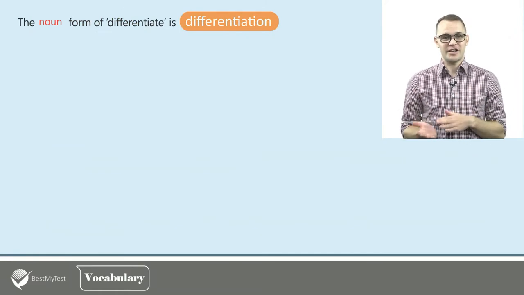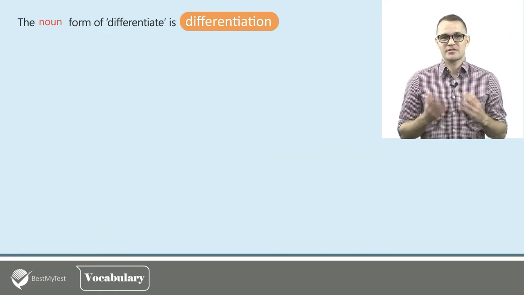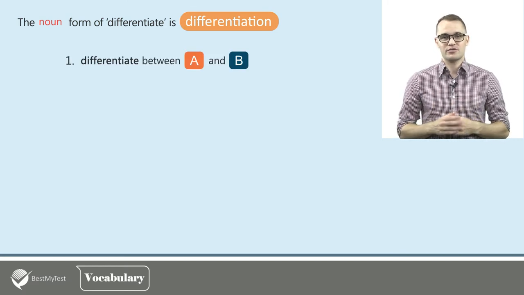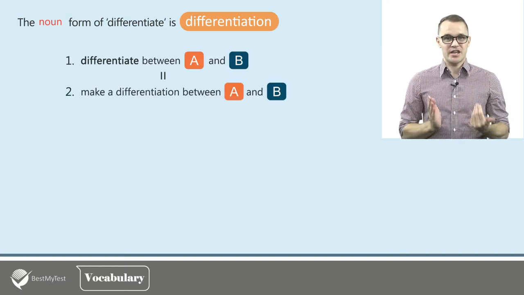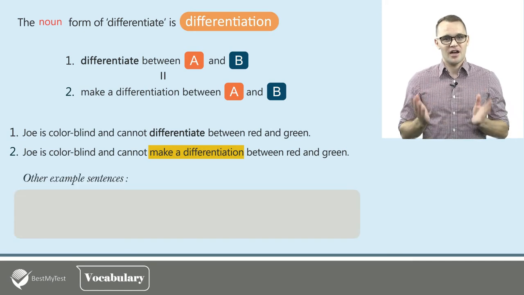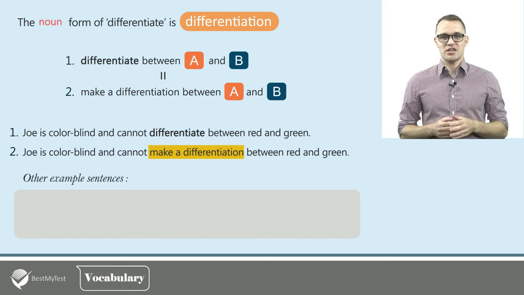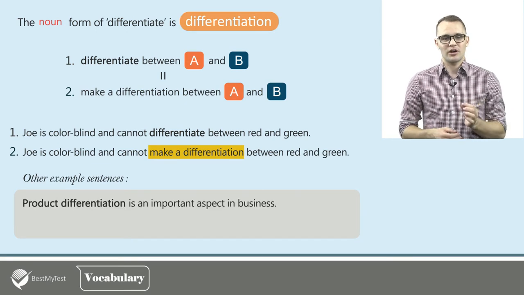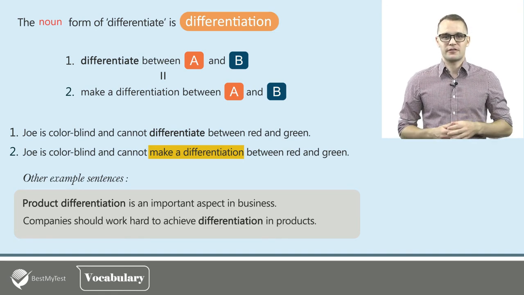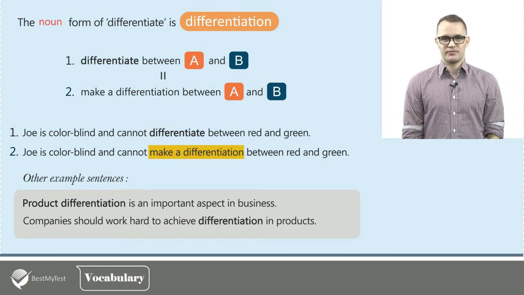The noun form of differentiate is differentiation. So the pattern differentiate between A and B can be paraphrased to this one here. Make a differentiation between A and B. For example, Joe is colorblind and cannot make a differentiation between red and green. Other example sentences of the word differentiation are as follows. Product differentiation is an important aspect in business. Companies should work hard to achieve differentiation in products.